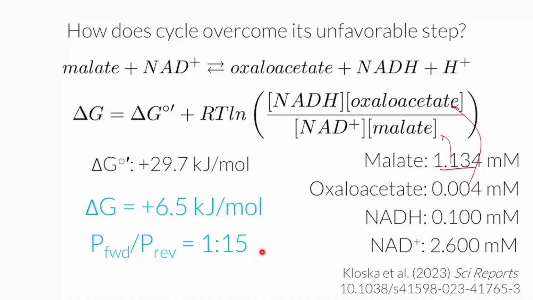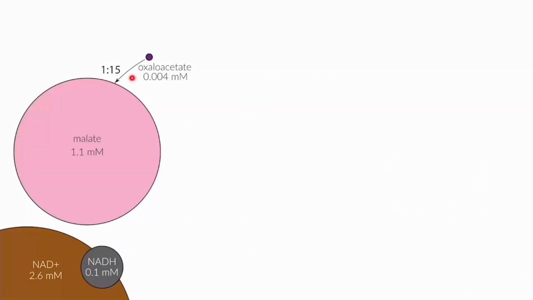And the other thing I'm going to put on here are the betting odds, right? So this is saying it's 1 to 15 going forward. So that's what this is showing here. It's 1 to 15 going forward. So this is actually a backwards reaction. It favors going backwards a little bit.